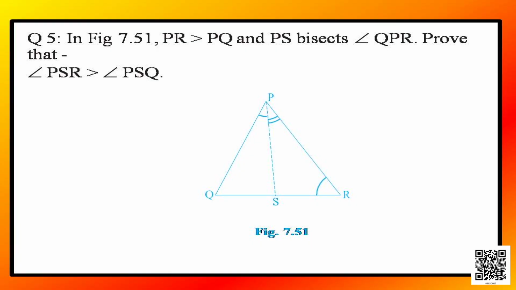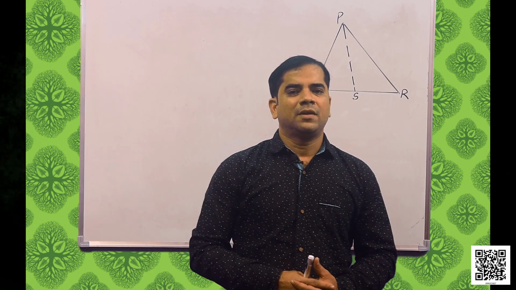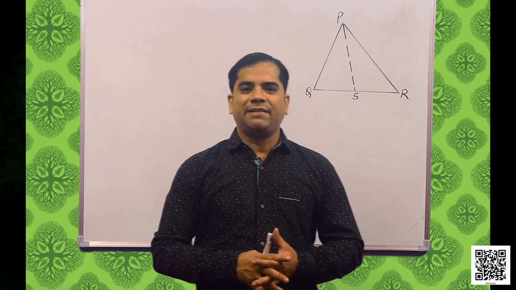It says, in the given figure, PR is greater than PQ and PS bisects angle QPR. Prove that angle PSR is greater than angle PSQ. For the solution, let me draw the diagram first, then we will go for the solution. Students, I have drawn the diagram as it is given in your book.